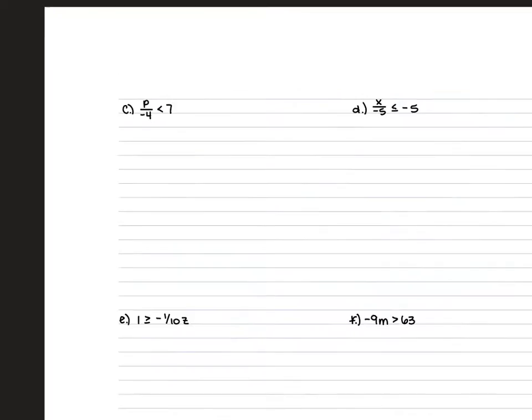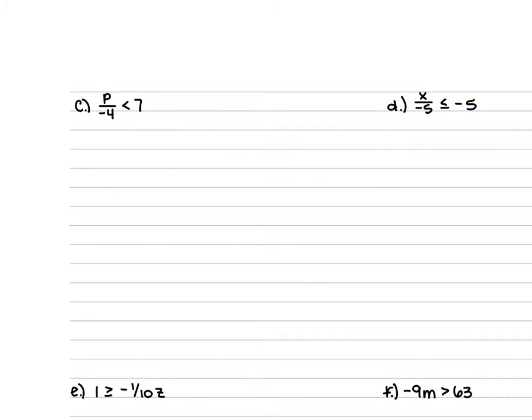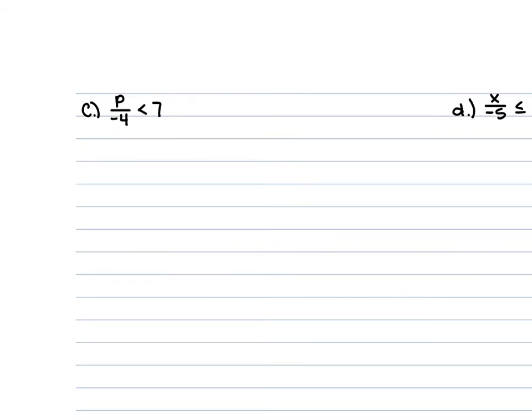For example C, we have p divided by negative 4 is less than 7. So we are going to multiply each side by this negative 4. Since we're multiplying by a negative on each side, we flip the sign. The negative 4s are going to cancel. We'll be left with p on that left side. We switch the sign to be open to p. And 7 times negative 4 is negative 28. So p is greater than negative 28.